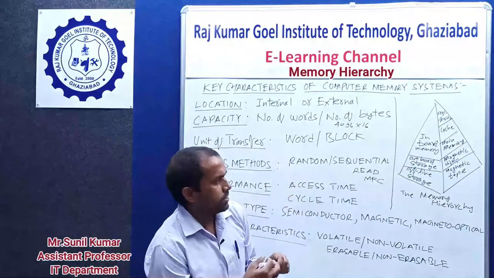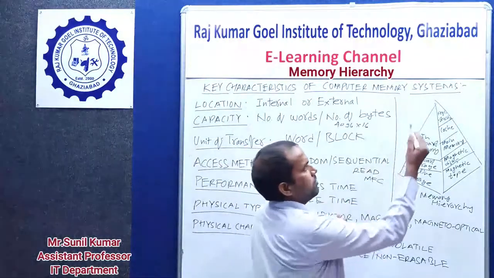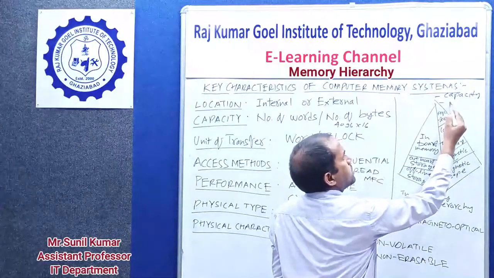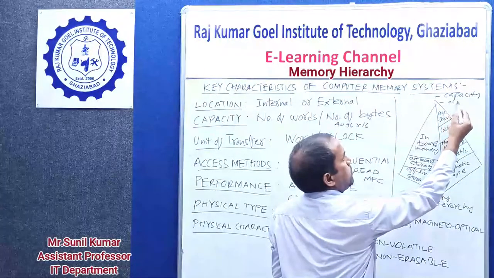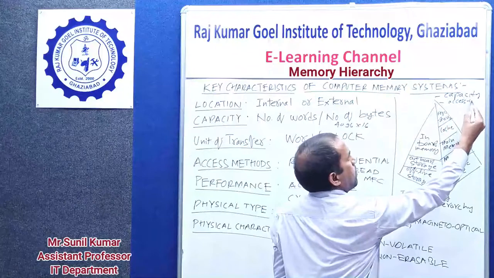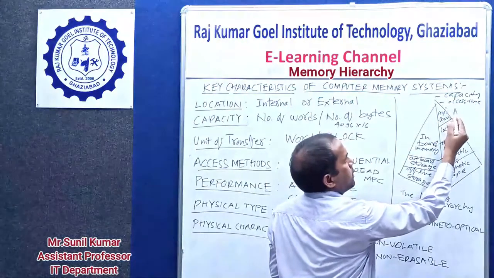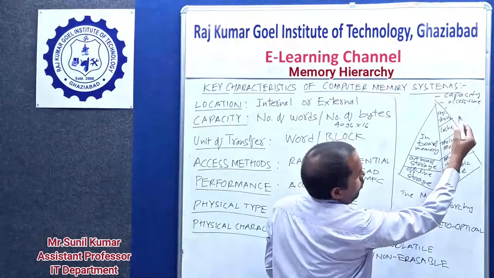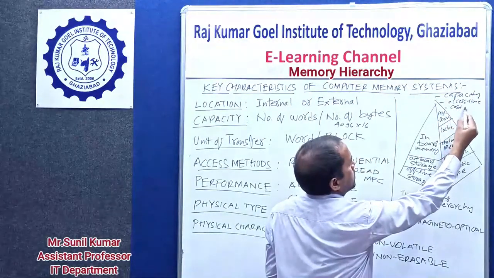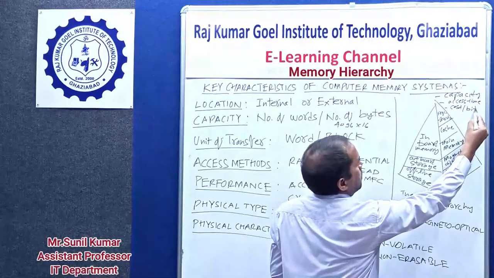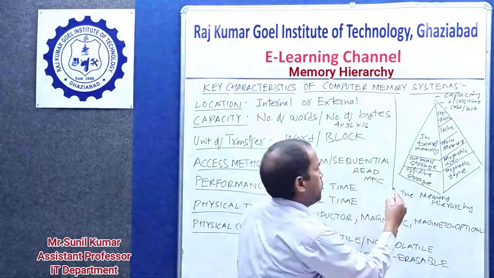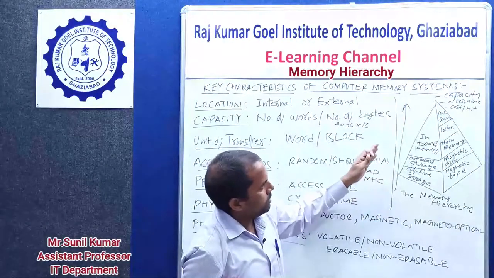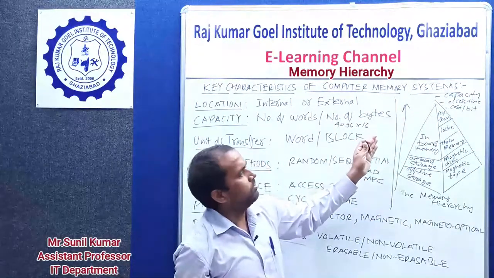On three parameters we have seen this memory: one is capacity, another is access time, and last one is cost per bit. As we move from down to up, capacity will decrease, access time will decrease, but cost per bit will increase.